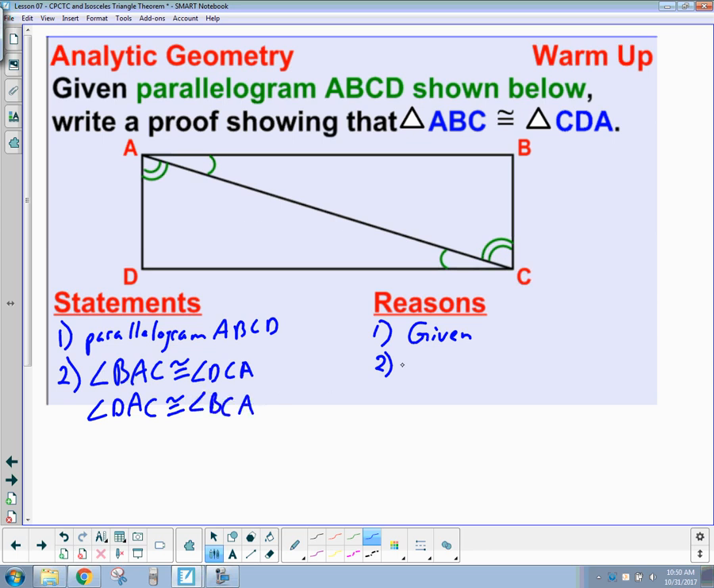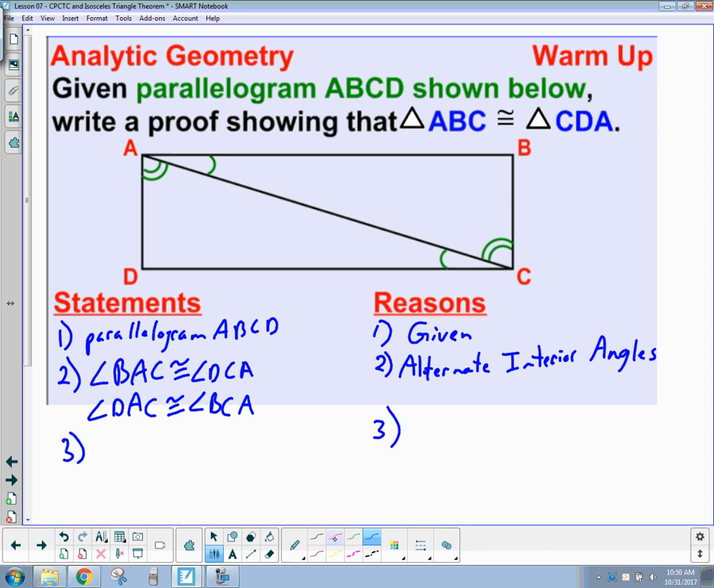And we're going to simply say alternate interior angles. Let me capitalize that. Boom. Alternate interior angles. 3. I think you already see what's happening.